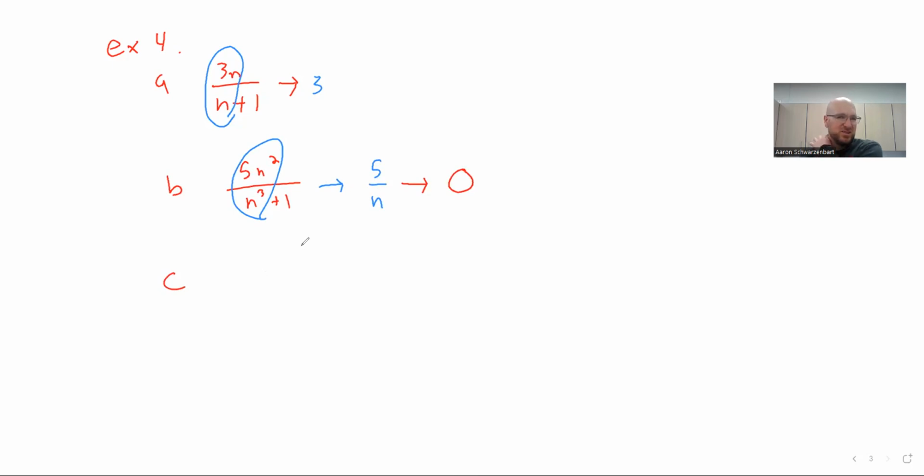So if n is large, like a million, 5 over a million is getting close to 0. So any of these that have a 0, these have a limit that is a number. They converge.